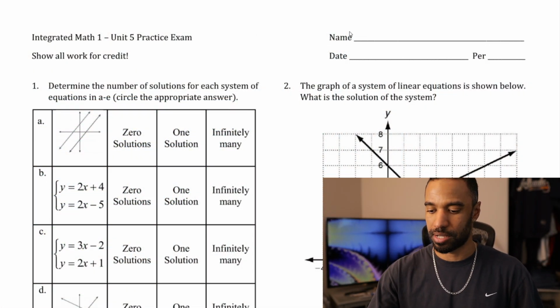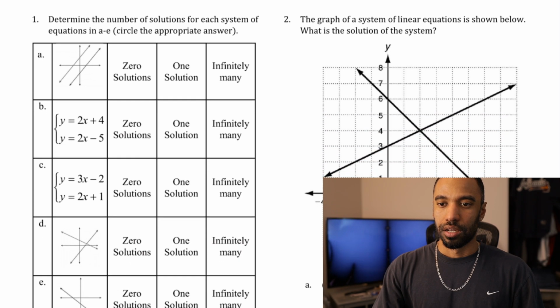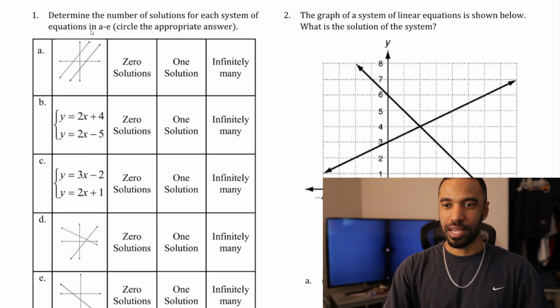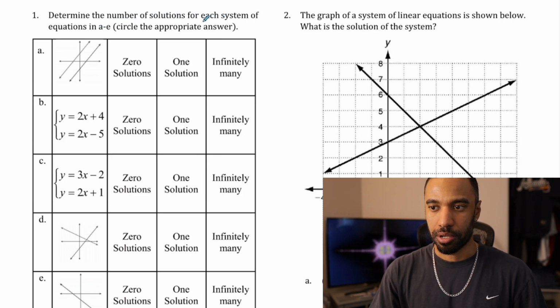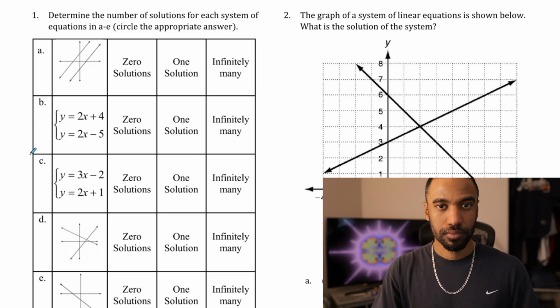If you want to write your name and date, that is great. Number 1, determine the number of solutions for each system of equations in A through E. Circle the appropriate answer. So each part is its own question.